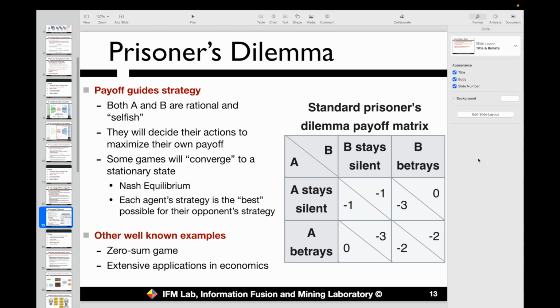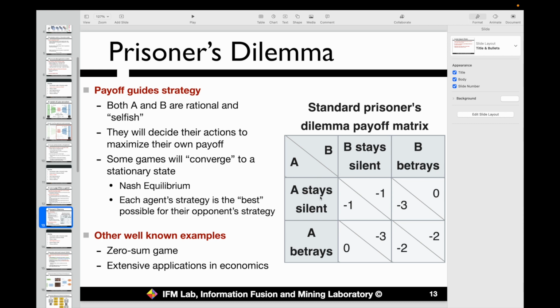So normally when we decide the result, we have to define a payoff matrix among the agents. Before we mentioned we have two criminals, A and B, they have different options, either betray the other or stay silent. Depending on the actions, then there will be different results. And here we assume both A and B are rational and selfish, and they will decide their action to maximize their own payoffs. So we can define their payoff matrix among these two criminals A and B as shown here. So depending on the action, we can have different results.